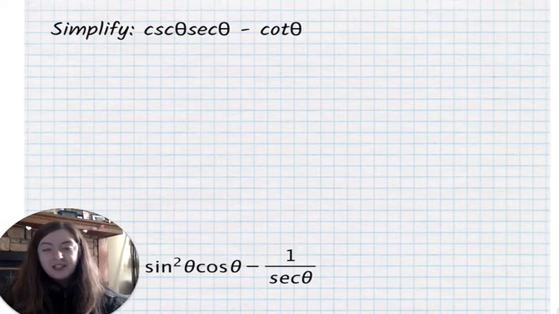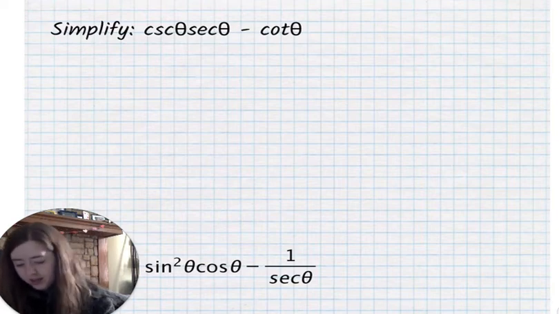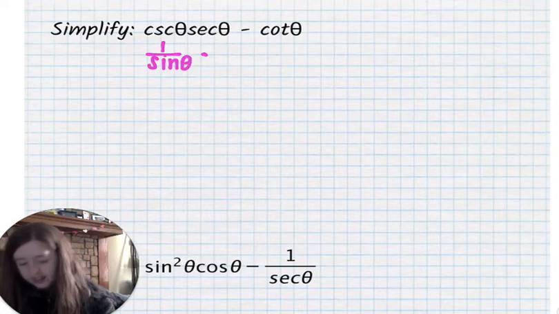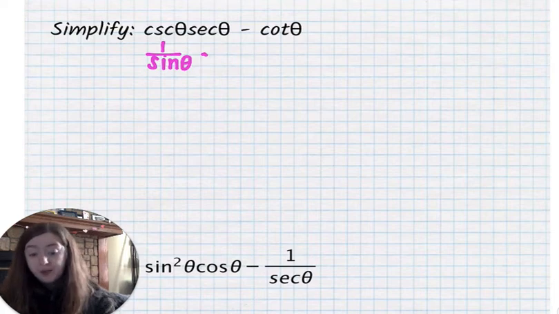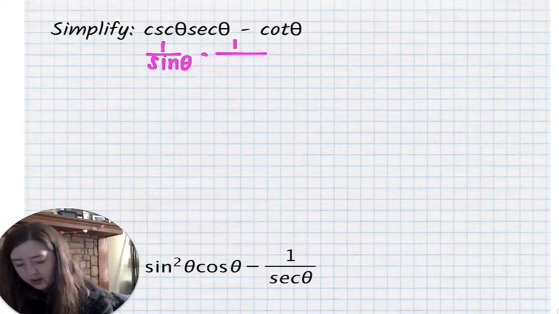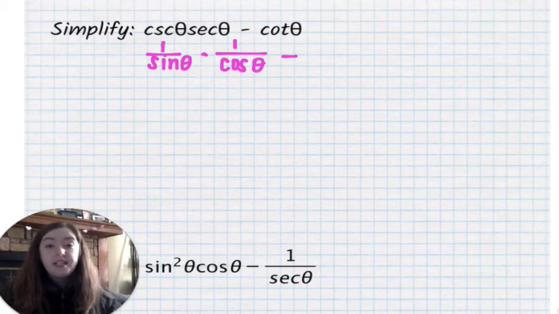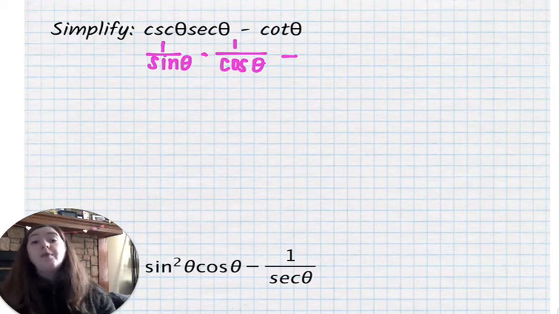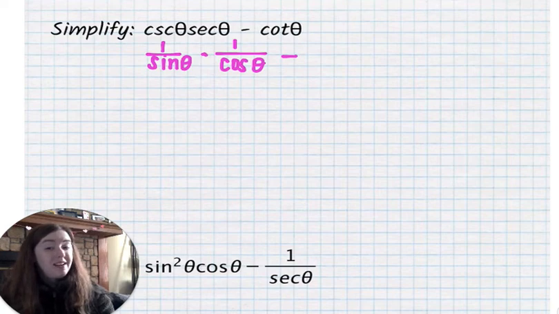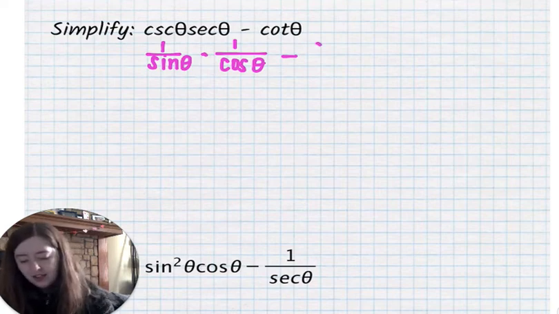So we want to simplify this: cosecant, secant minus cotangent. My advice is first turn everything into sine and cosine. So cosecant is the reciprocal of sine, so I'm going to rewrite that as 1 over sine times. Secant is the reciprocal of cosine, so that's 1 over cosine, minus. And then cotangent, I know it's really tempting to tell me 1 over tangent, but remember, turn it into sine and cosine. Cotangent is cosine over sine.